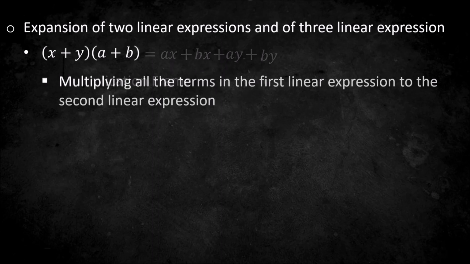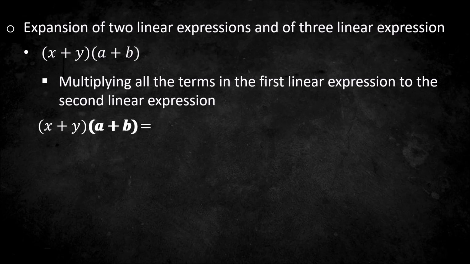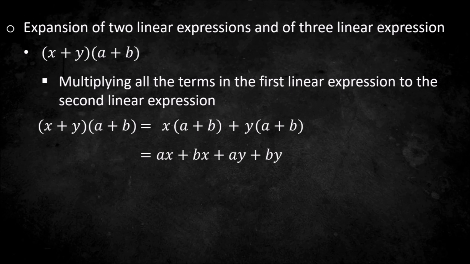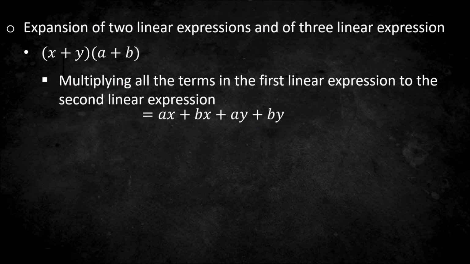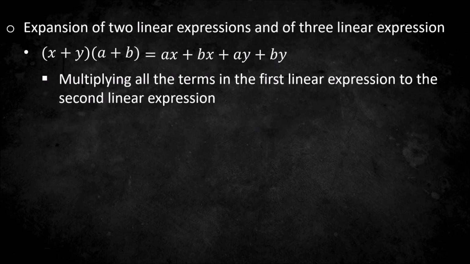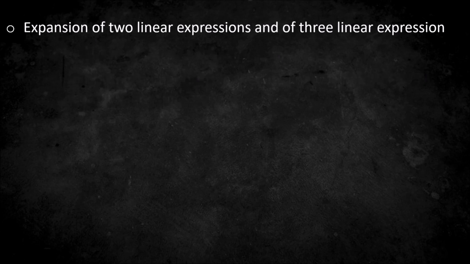The next approach is to multiply all the terms in the first linear expression to the second linear expression as shown. Expand each of the terms and simplify where possible. Let's look at an example, x minus 7, multiply by x plus 2, using each of the methods.